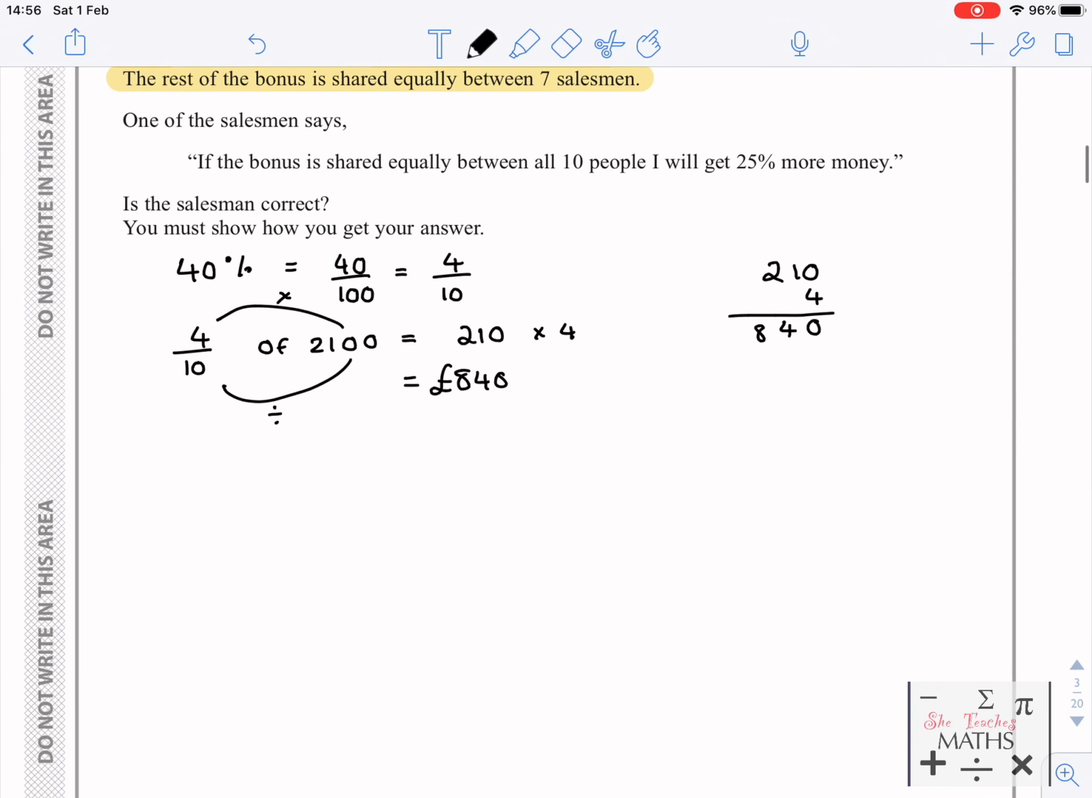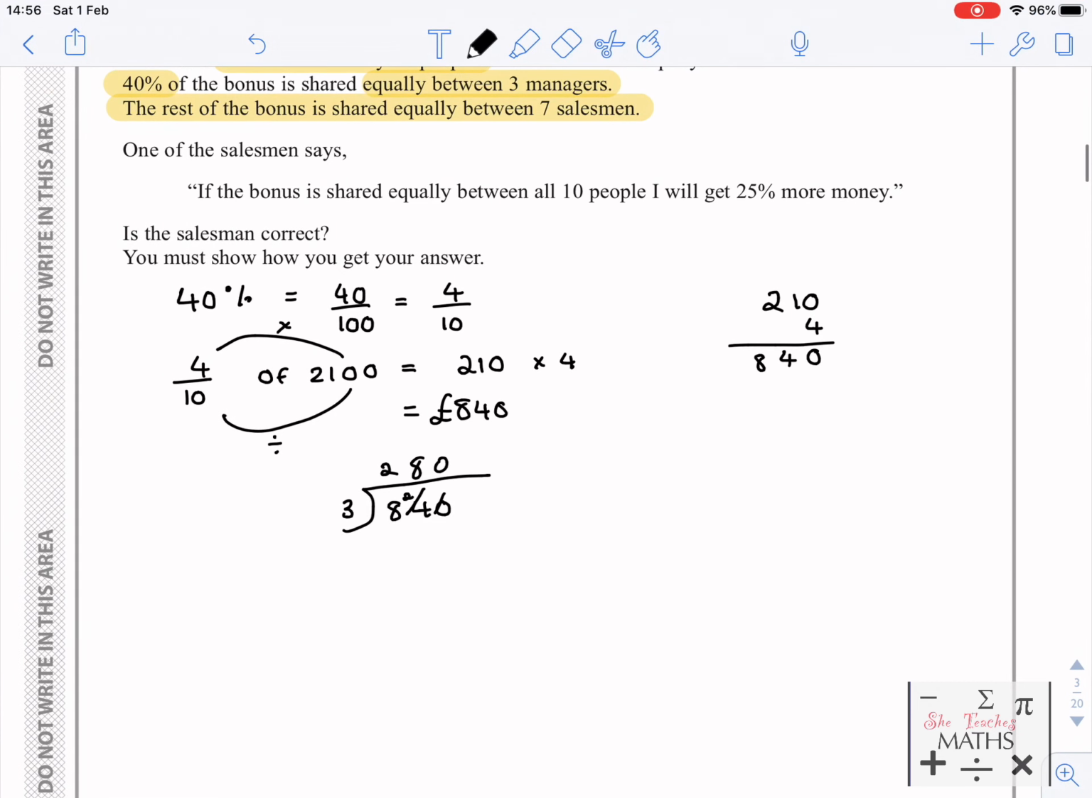So you just need to divide 840 by 3. 3 goes into 8 twice with 2 left over. It goes into 24 8 times, and it goes into 0 0 times. So £280 is how much each manager is going to get. So let's just note that down over here.